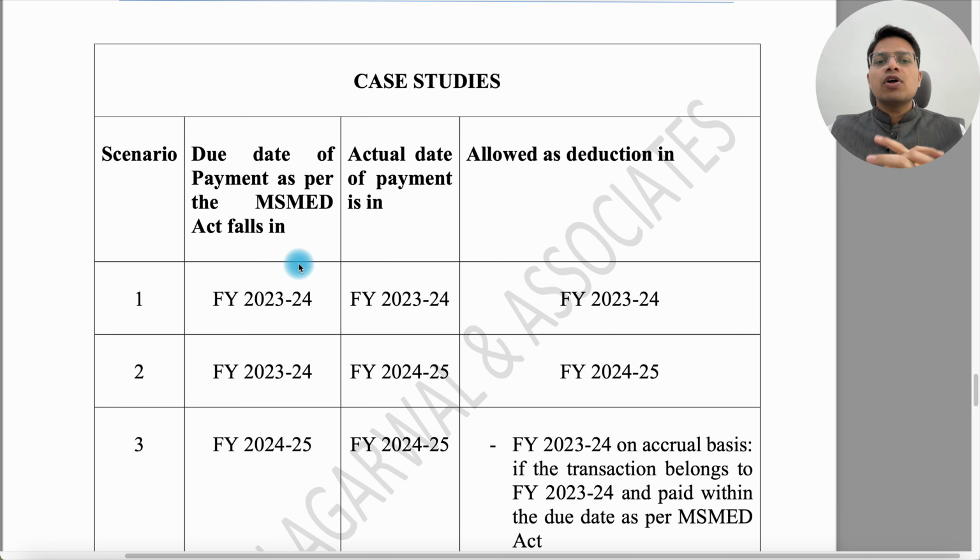So the due date as per the MSMED Act falls in the financial year 23-24. Actual date of payment is also in 23-24. Then for the computation of financial year 23-24, there will be no impact and it will be allowed as deduction in the financial year 23-24 itself.